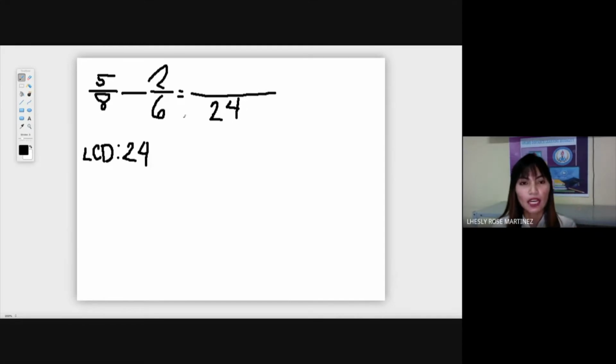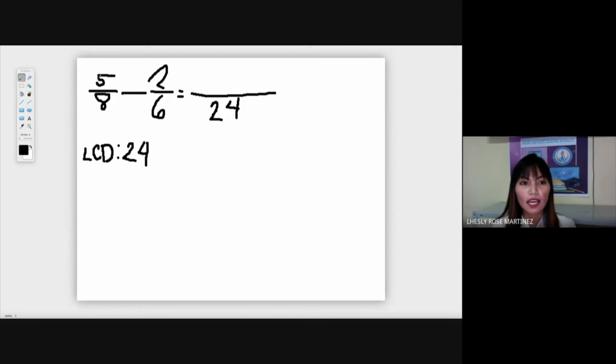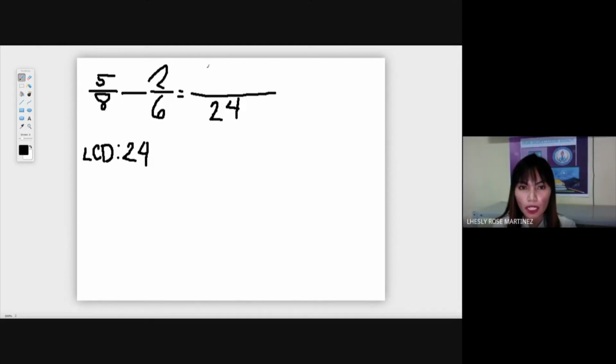So paano niyo yung gagawin? Ganito lang po. You just need to divide the denominator and then multiply it to the numerator. So it goes like this. For the first fraction, we have 24 divided by 8. 24 divided by 8 is 3. 3 times 5 is 15. Yung 15 po, dito na po siya sa taas. And then copy the operation.